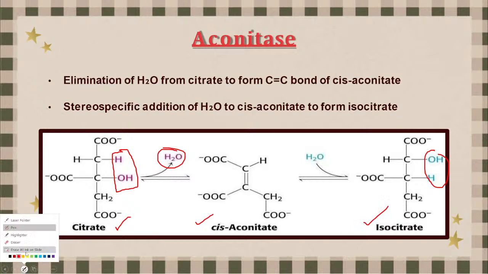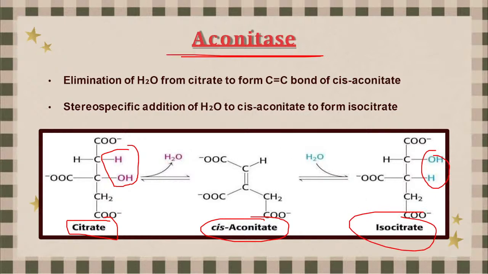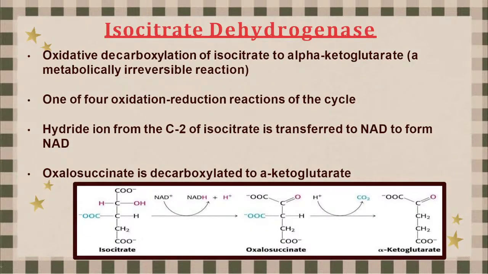Friends, it is very easy to remember. First, citrate loses the water molecule, converted into cis aconitate, which is an intermediate. Now this cis aconitate, upon addition of the water molecule, again forms the isocitrate. What is the major principal enzyme involved here? The enzyme involved is the aconitase.